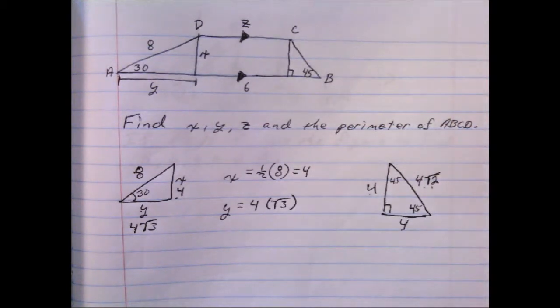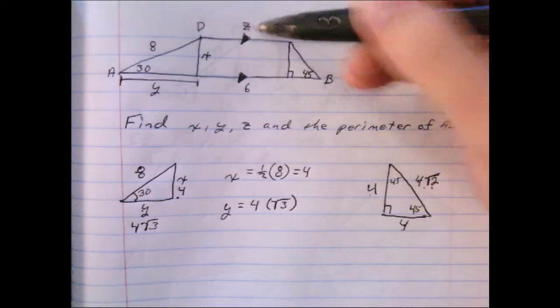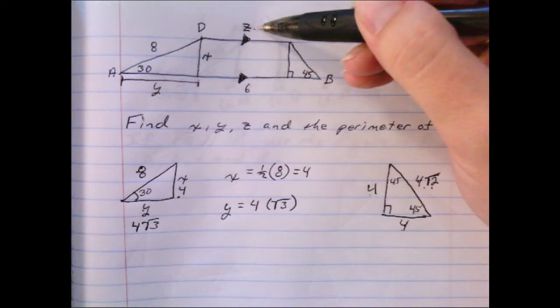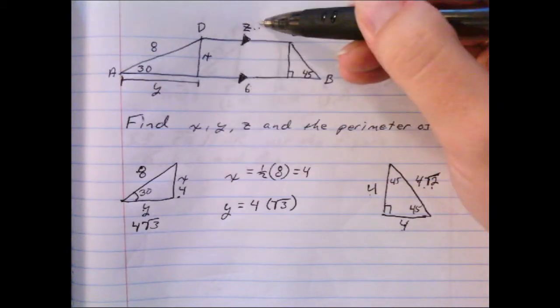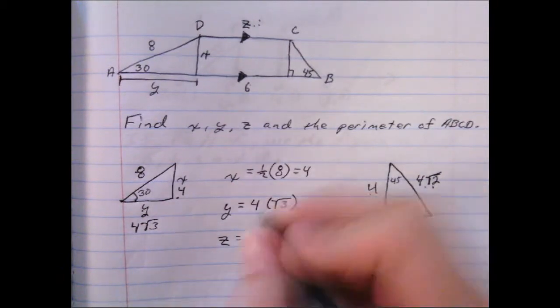Alright, so then from here, we also need to know z up here. Well, if these are parallel to each other, then we know if this is 6, this also has to be 6. So z equals 6.